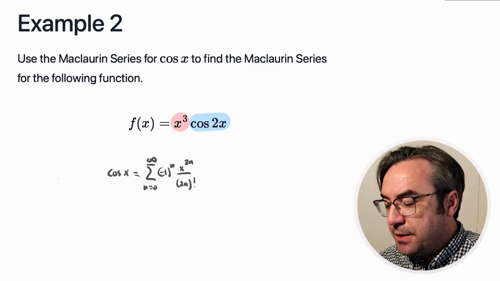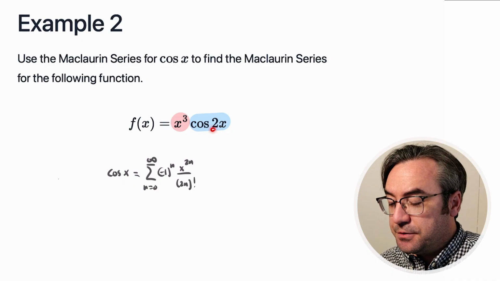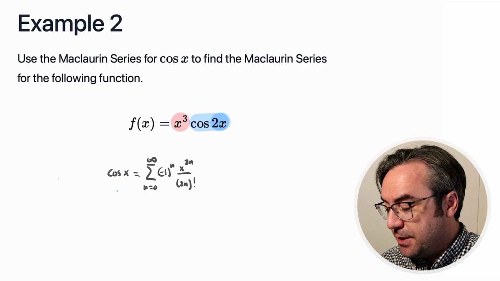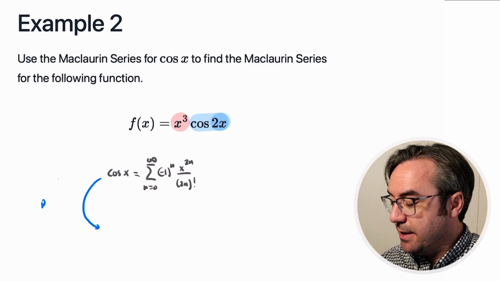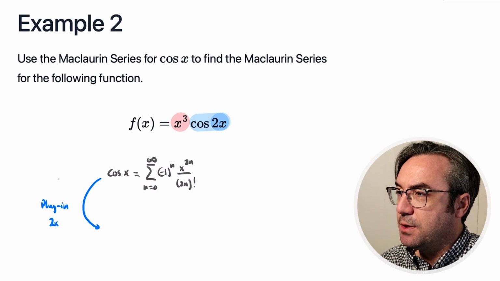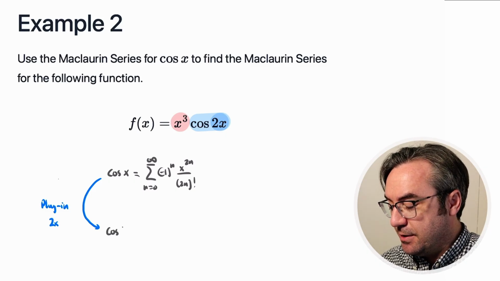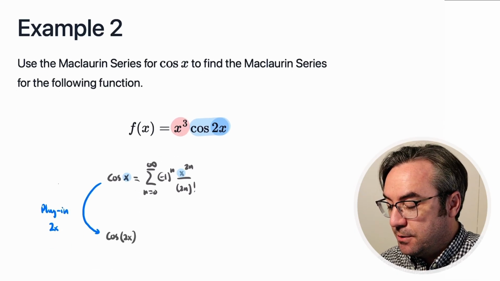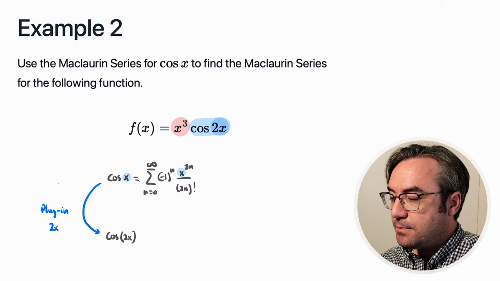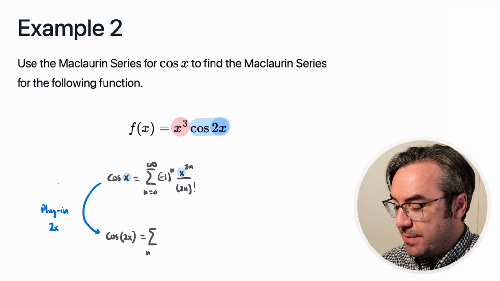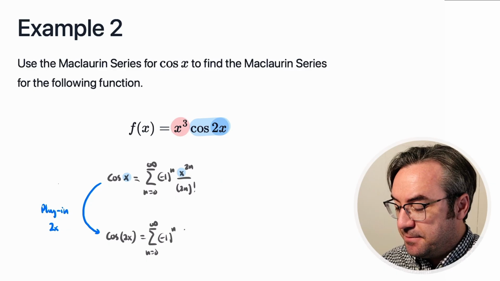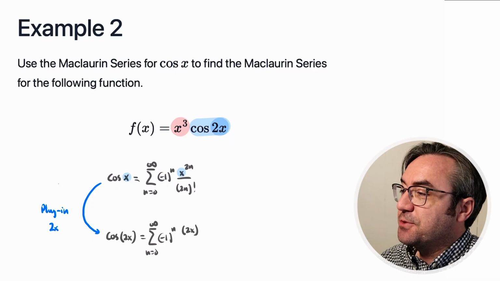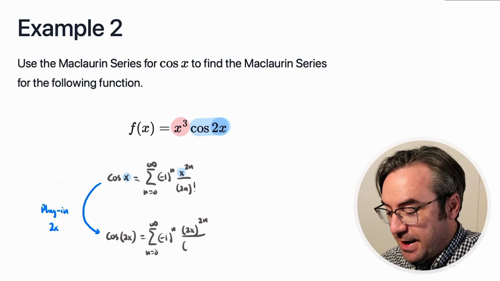And what we're going to do, if we look at our more complicated piece here, it's cosine of 2x. So 2x is the inner function. So what we're going to do is plug in that inner function. So we're going to plug in 2x. So that'll give us cosine of 2x. And wherever we see an x in our Maclaurin series here, we're just going to change it now to 2x. So when we do that, we'll have the sum from n equals 0 to infinity, negative 1 raised to the n, and then instead of the x, we're going to write 2x. And it'll be 2x raised to the 2n divided by the 2n factorial.